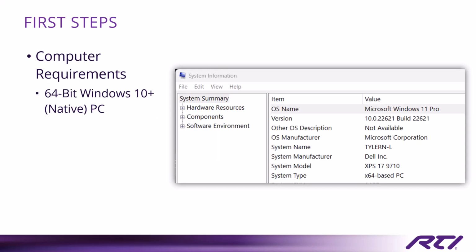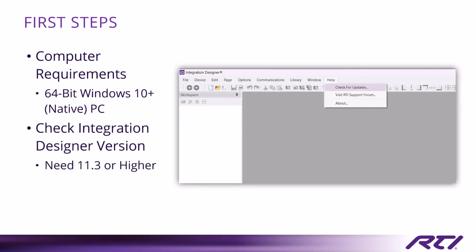First, make sure you have a 64-bit PC running Windows 10 or higher as its native operating system. Next, always make sure you have the latest Integration Designer programming software on your computer. RTI Authentication is only available on version 11.3 and higher. This should be done automatically if your computer is online when you open the software, but a manual check can be done by clicking on Help and then Check for Updates.